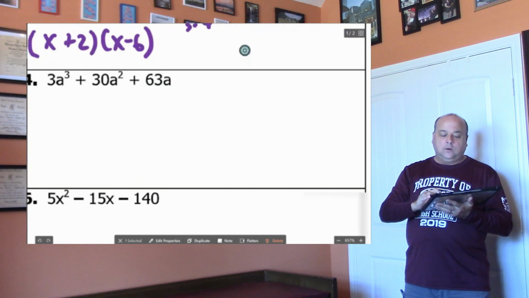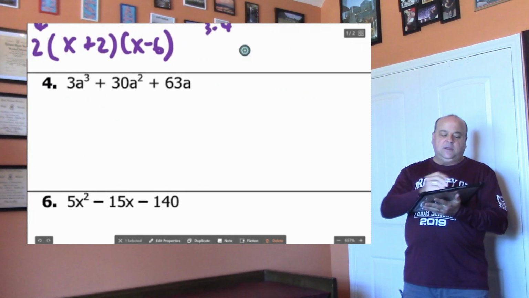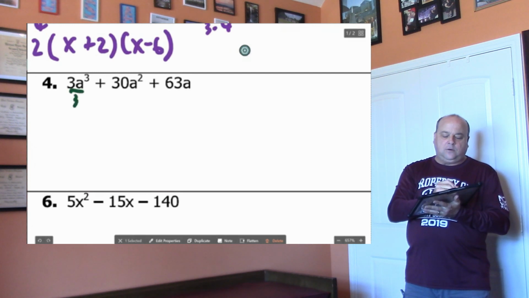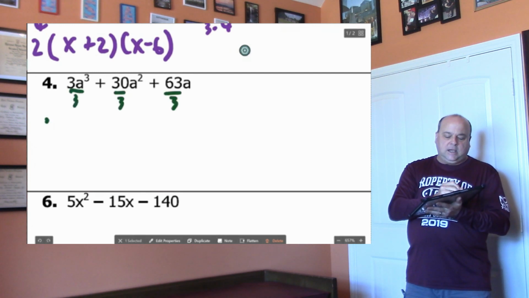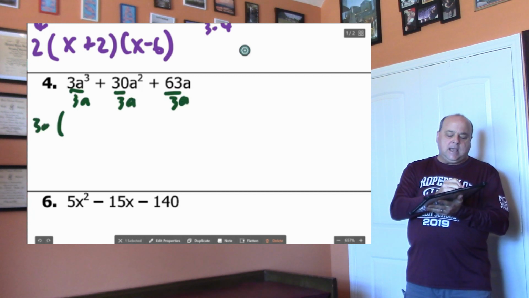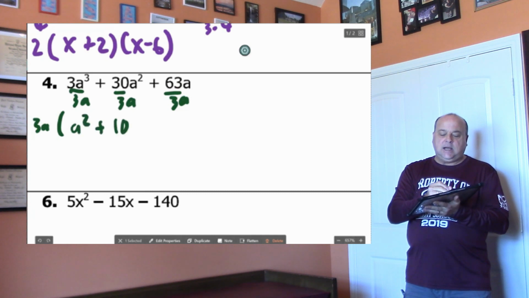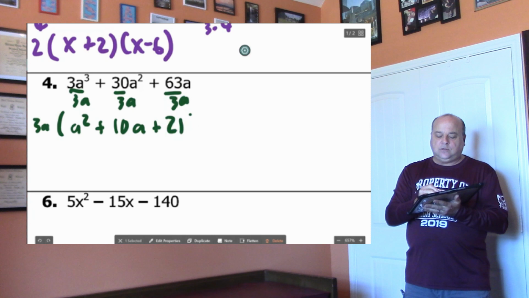Let's go to number 4. Whoa! Okay, 3 goes into everything. Okay, so we're going to factor out the 3. We're going to get 3 parentheses, and an A also factors out. Sorry about that. They all have A, don't they? So we can factor out a 3A. And we'll get 1A squared plus 30 divided by 3 is 10. A squared divided by A is A, plus 63 divided by 3 is 21, and the A's cancel out.